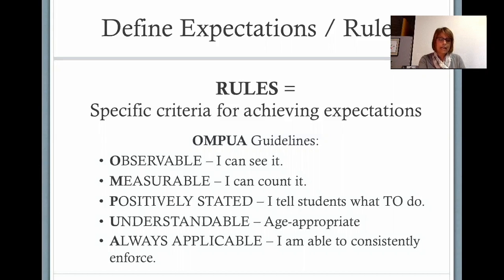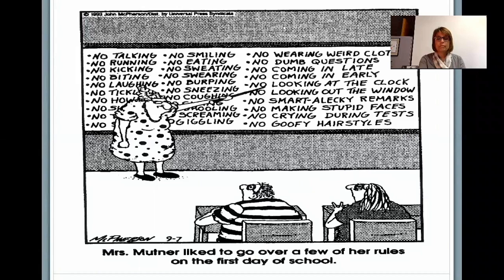The last guideline for writing rules is always applicable. Rules should be based on problems which typically occur, and they should not vary or change within the same setting. Here, Mrs. Muttner provides some good non-examples of effective classroom rules. There are too many, they are negatively stated, and they don't tell the students how they should behave.